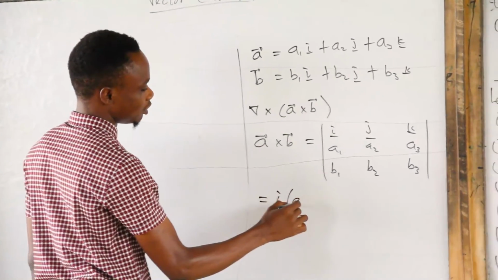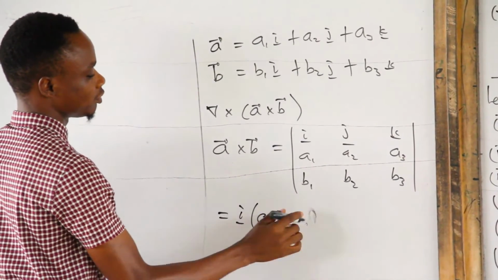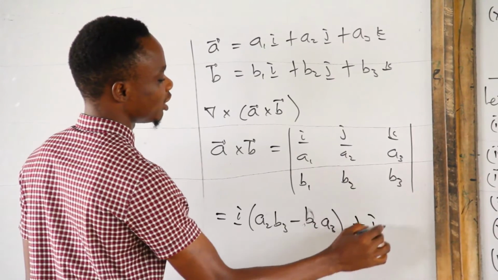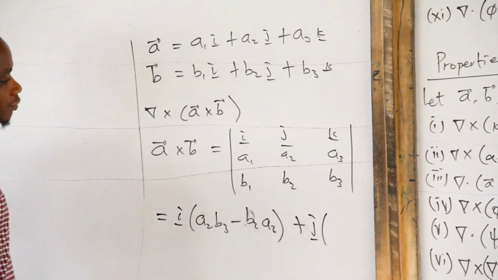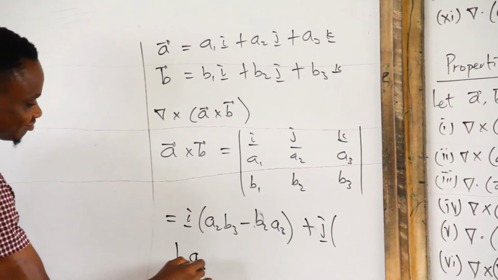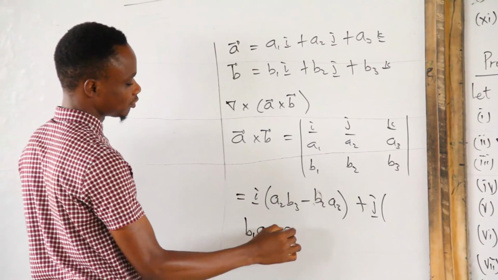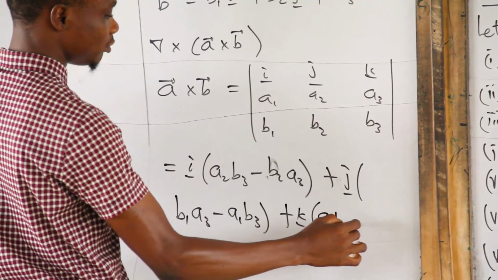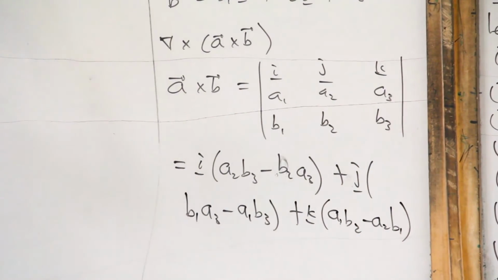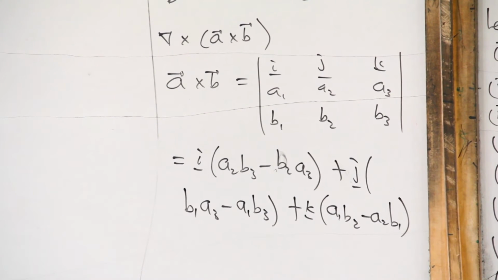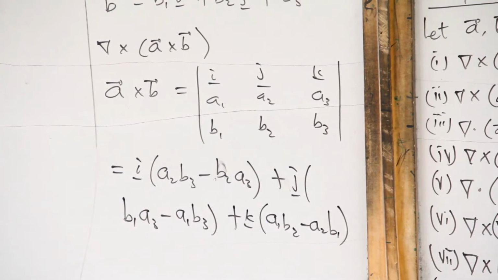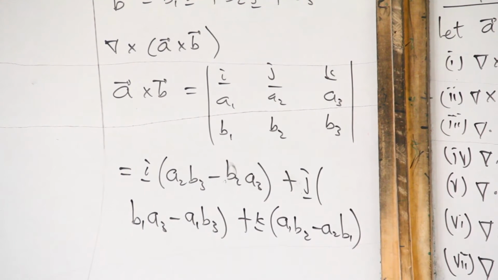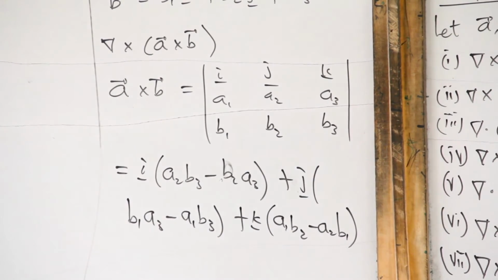i into (A2 B3 minus A3 B2), plus j, so that's going to be minus (A1 B3 minus A3 B1), plus k (A1 B2 minus A2 B1). Alright, so what else?